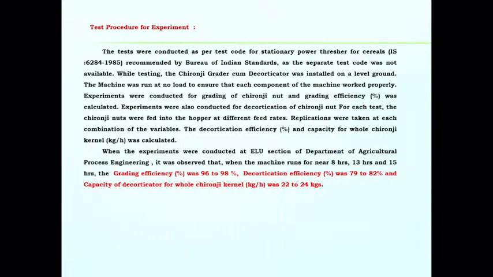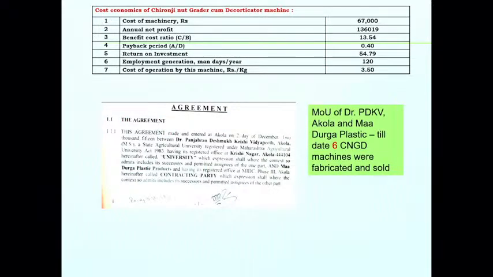So in the end, we can say that this was also checked for 8 hours, 13 hours as well as 15 hours, and the grading efficiency was found to be 96 to 98%, decortication 79 to 82%, whereas the kernel we got is 22 to 24 kg. So this 22 to 24 kg means out of those 30 kg of nuts, the rest 70% are shells.